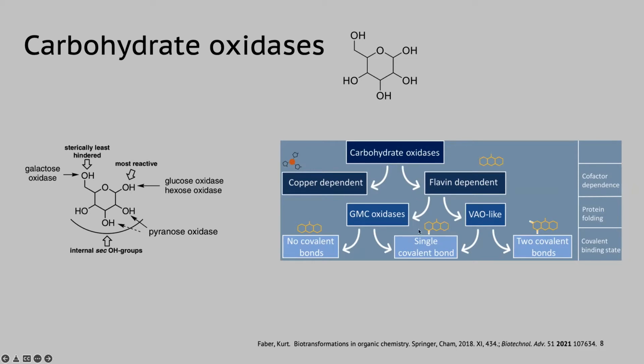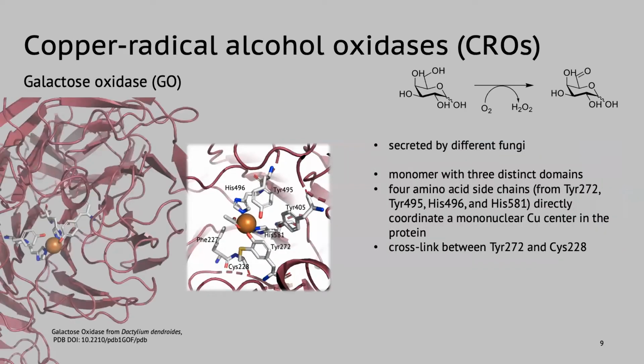Flavoprotein carbohydrate oxidases can be classified according to the structural fold into two distinct families, the glucose-methanol-choline oxidases and the phenyl alcohol oxidase family. And the further distinction is made on the number of covalent bonds. So you see no covalent bonds, or a single covalent bond, or two covalent bonds. So yeah, let's start with copper alcohol oxidases.